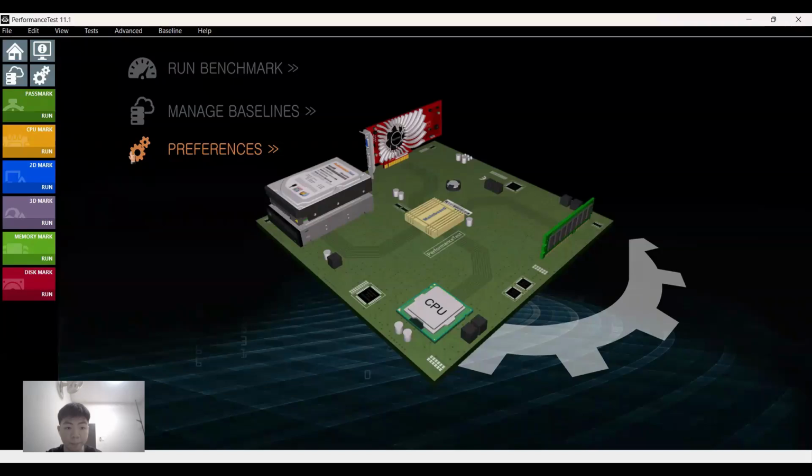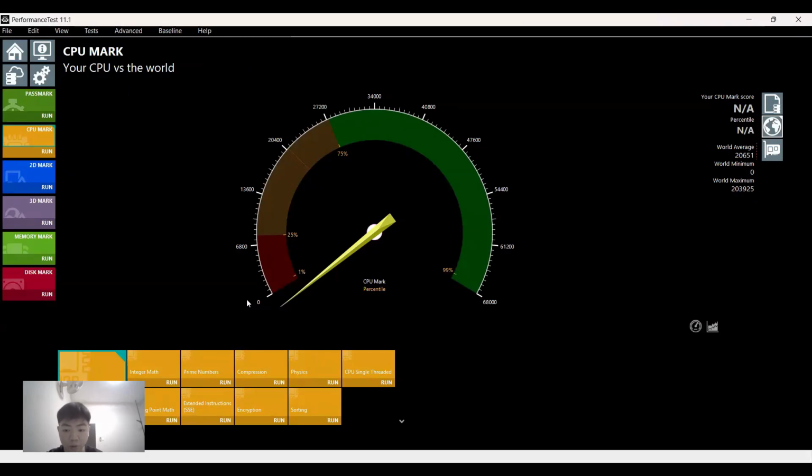As you can see on the main dashboard, by navigating CPU marks, the PassMark breaks down into specific subtests like integer math, floating point math, extended instructions, and sorting. This modular design is highly beneficial because it allows us to isolate specific workloads rather than just getting an overall generalized score.